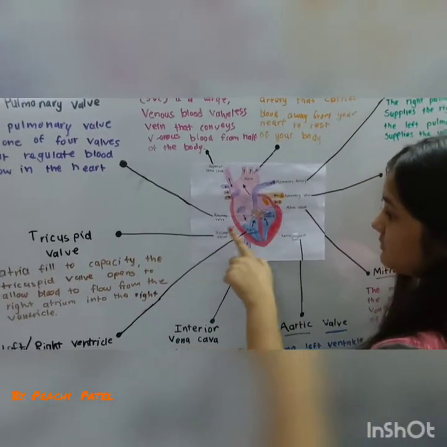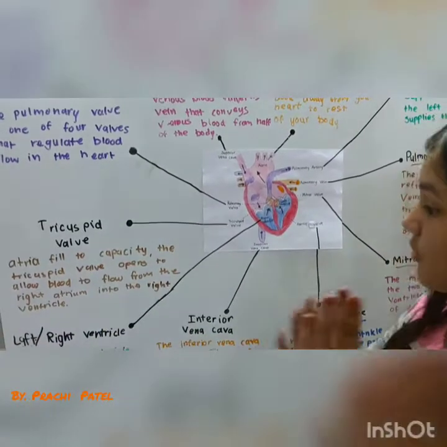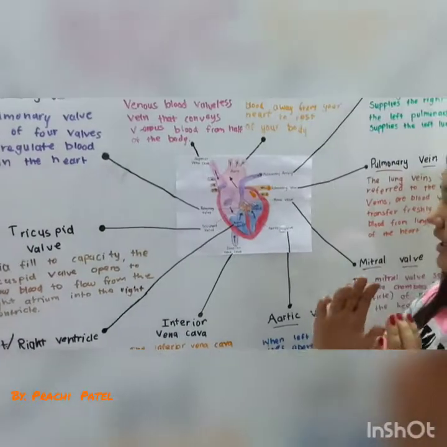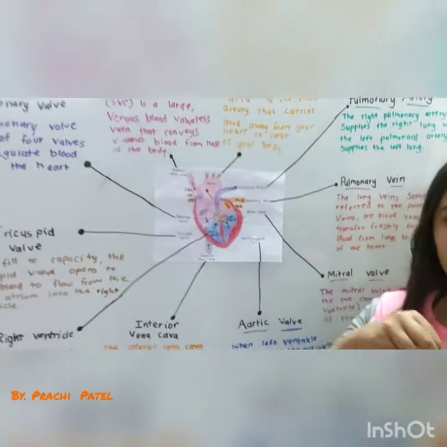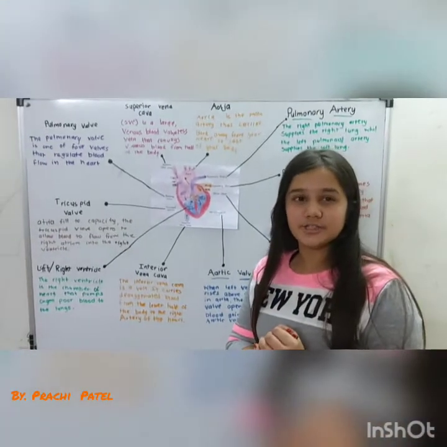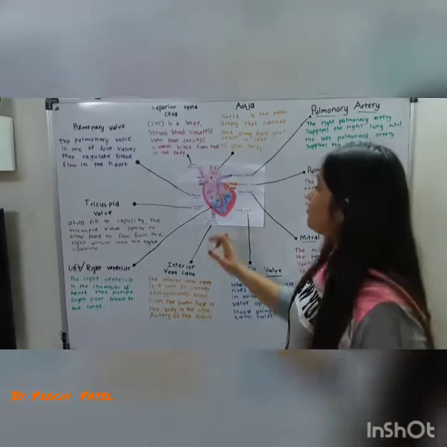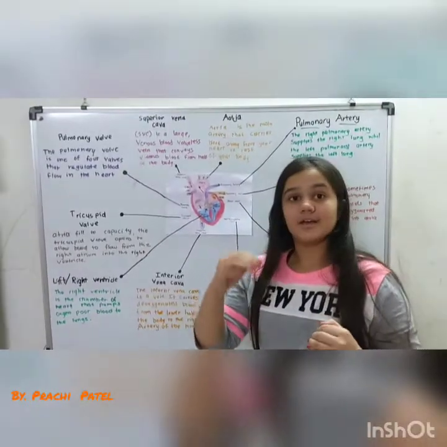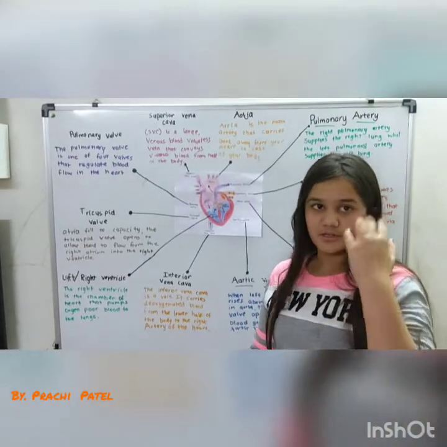So this tricuspid valve gets open and allows the blood to go through it. So when the deoxygenated blood gets in, it needs to become oxygenated blood. So here it gets open and goes through it, so it can be new and fresh blood for our body.